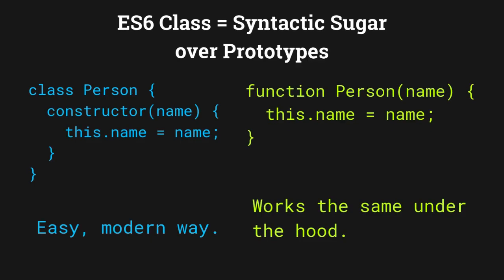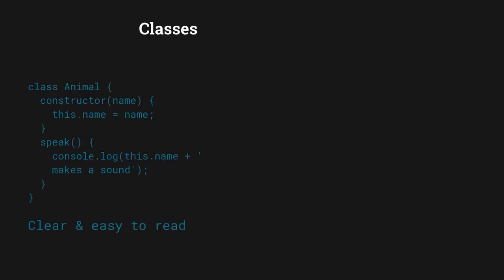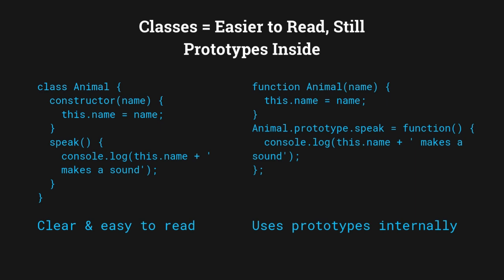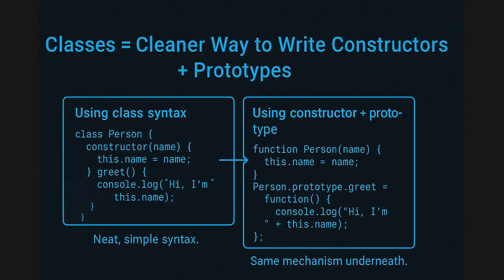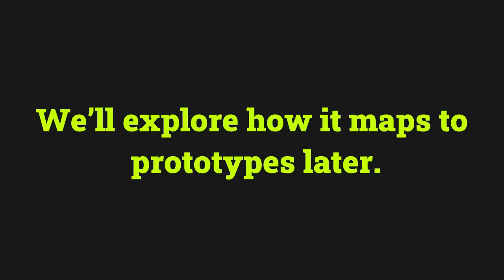First, a quick overview. ES6 class is syntactic sugar over JavaScript's prototype system. It makes object-oriented code clearer and easier to read, but under the hood it still works with prototypes. Think of class as a neat way to declare constructor functions and prototype methods. Nicer syntax, same mechanism. We'll explore how it maps to prototypes later.